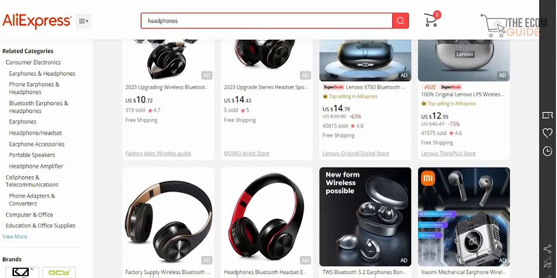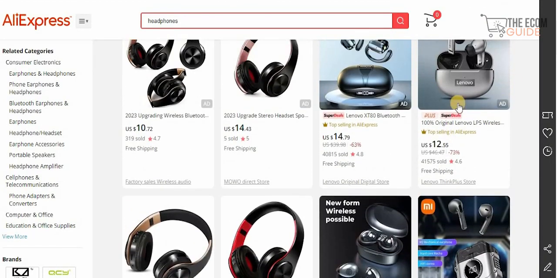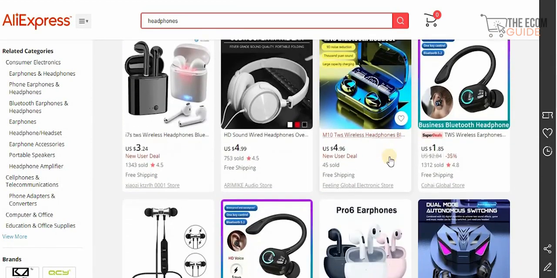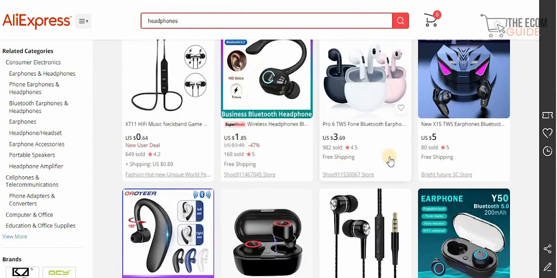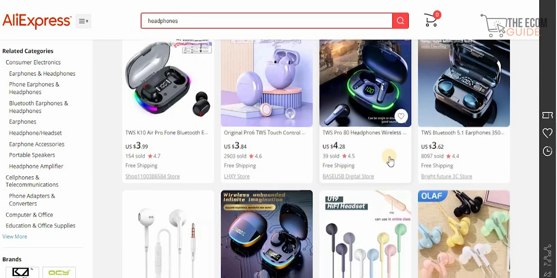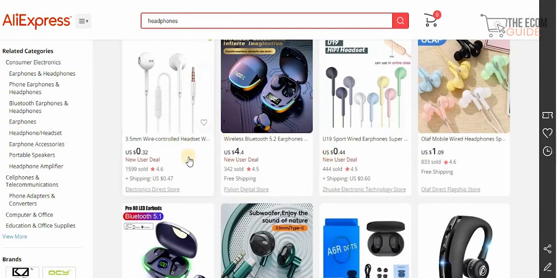Just look at the amount that have been sold. 319 have been sold of this product, 41,000 have been sold for $12.55. $14.79, 40,000 have been sold. We can easily sell this for $20, $24.99 and make a massive profit off it, guys. That is how the business works. That is the strategy. That is understanding the perspective of the buyer and combining those elements. 32 cents for this, and they've sold 1,599 of it, guys. You've got to understand the perspective. And once you understand the perspective, you're able to make money off it.